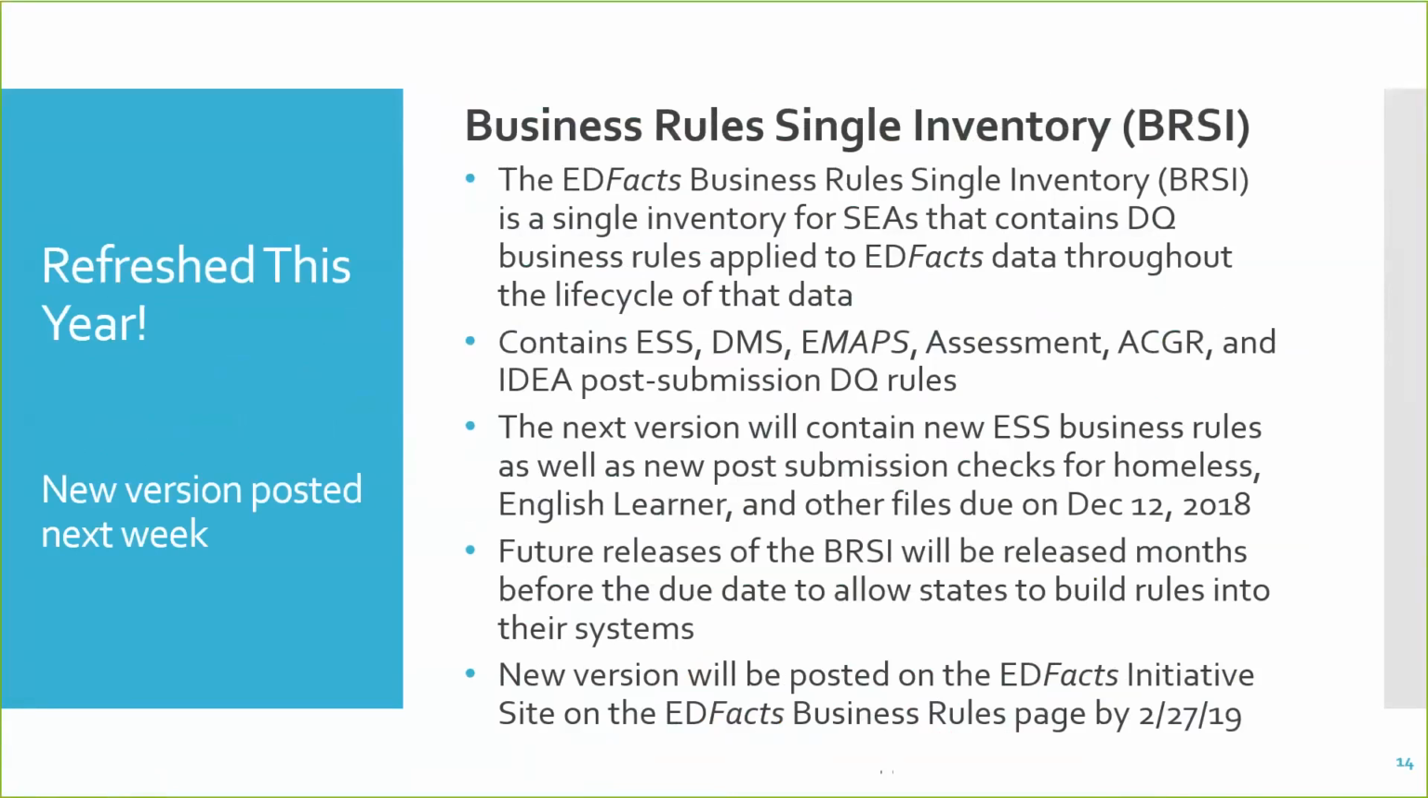And we understand that ideally all of this information is provided ahead of time. The future releases of the business rules single inventory will be released as the typical ESS business rules guide would be released, which is a couple months ahead of the due date for these files. In the future, these business rules single inventory versions will be released ahead of time. But the next version that will have some new rules associated with homeless English learners and some of the other files will be released by next Wednesday.